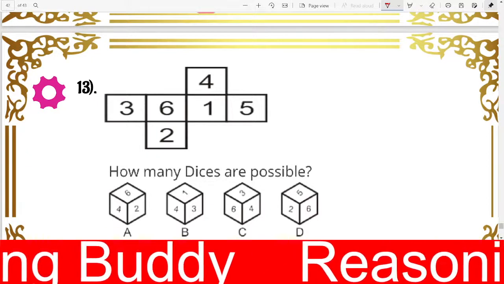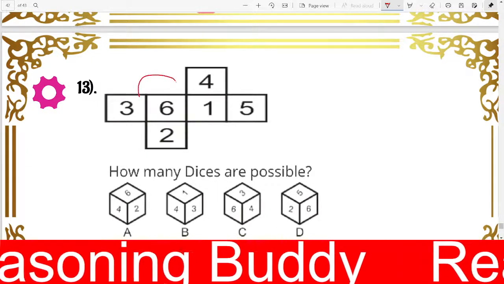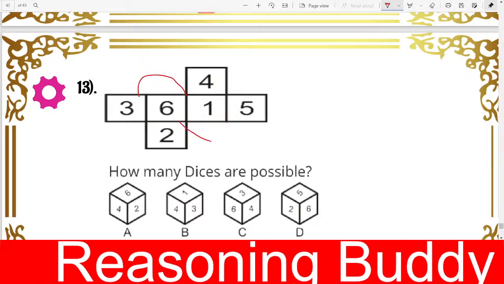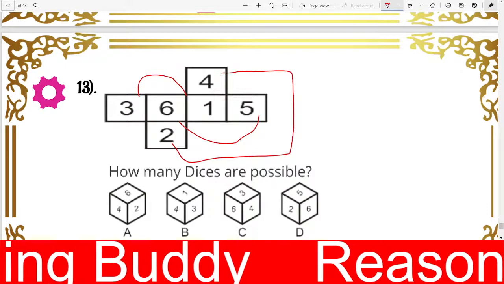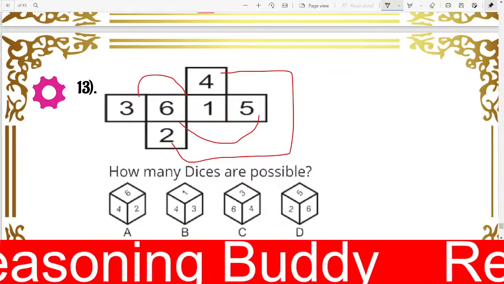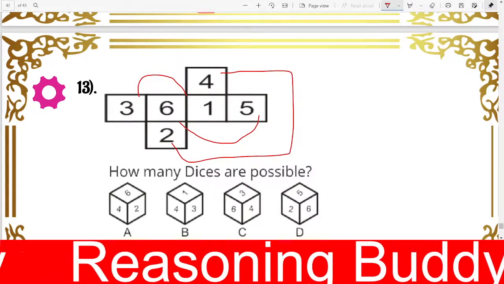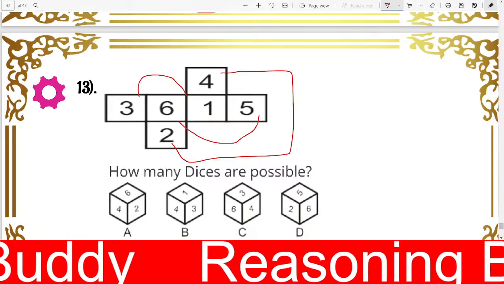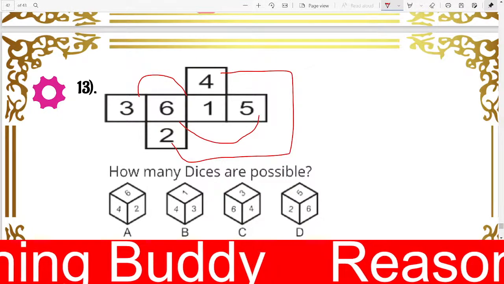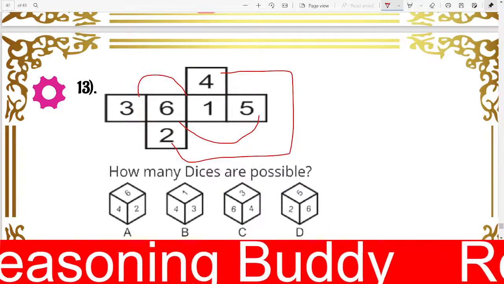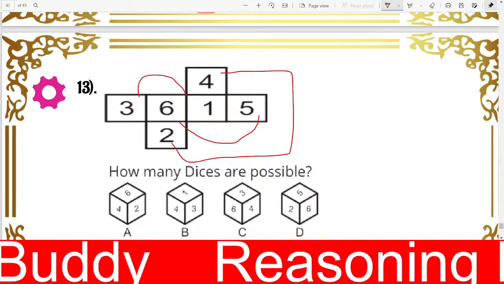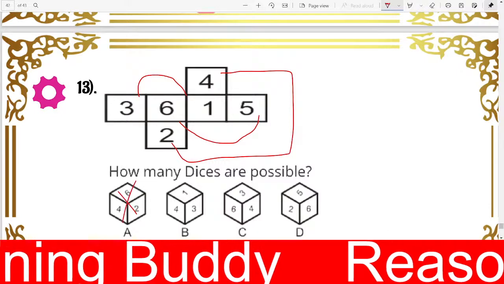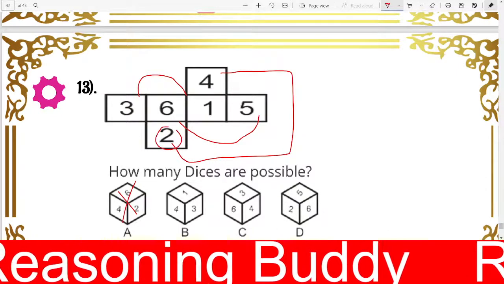So I'm making the opposite pair selections, that is 6 and 5, 1 and 3, and 4 and 2. In the options they gave, you can see the options. Can I zoom? So you can see the options clearly. So here you can see 4 6 2. So 2 and 4 is an opposite pair.